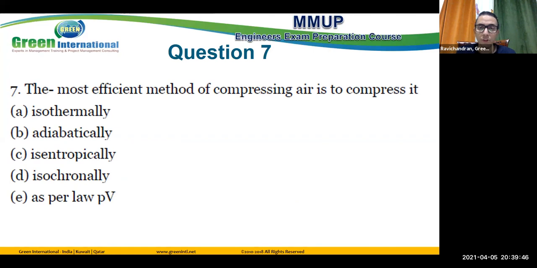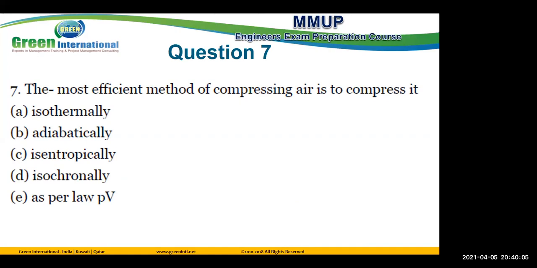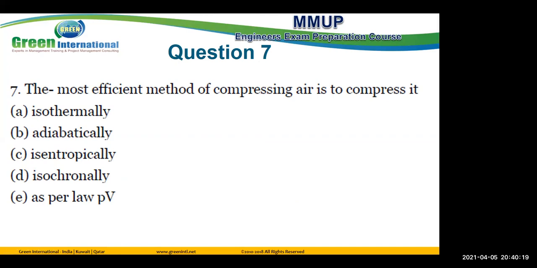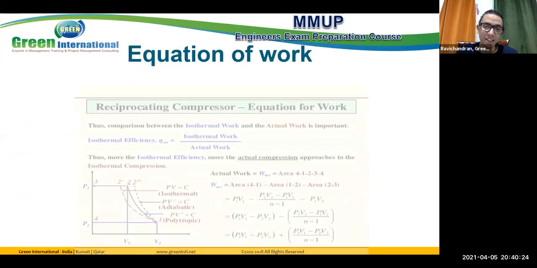Most efficient method of compressing air to be compressed. B. Adiabatic, isentropic. I have A, isothermal. Let's see, the answer is isothermal. Yes, this is minimum work.